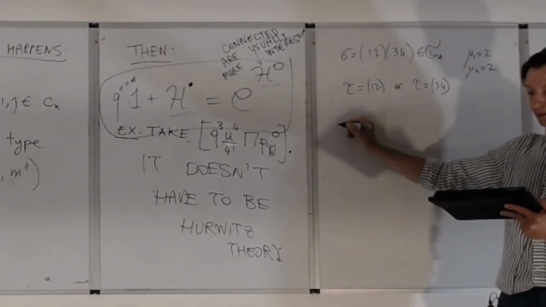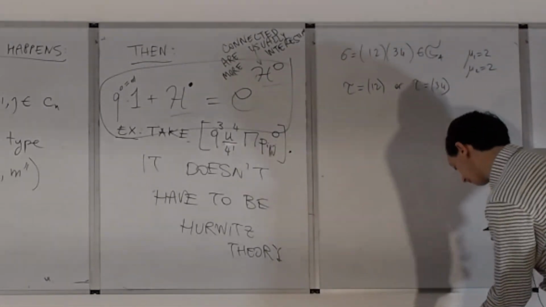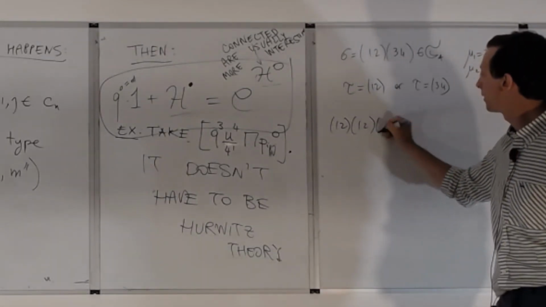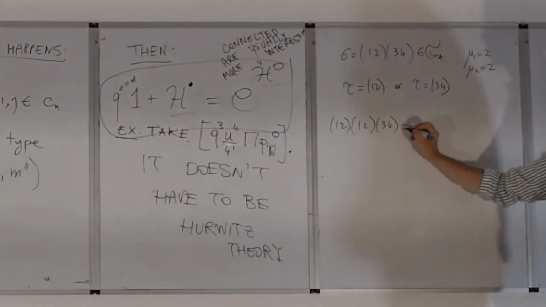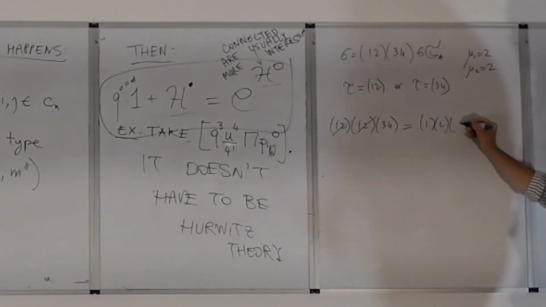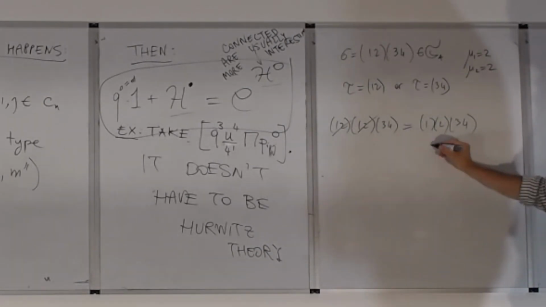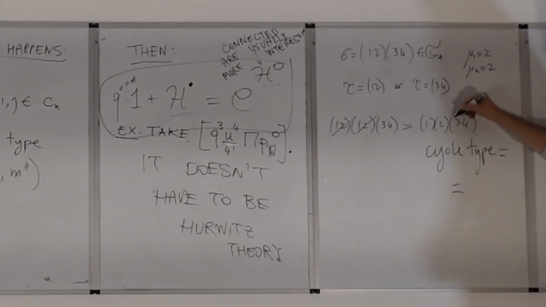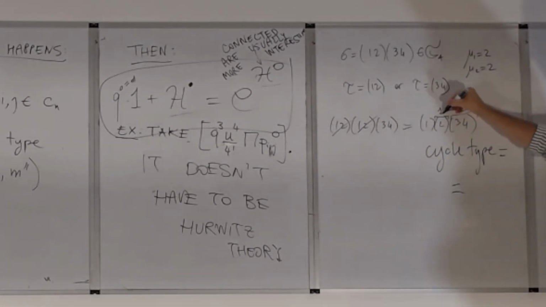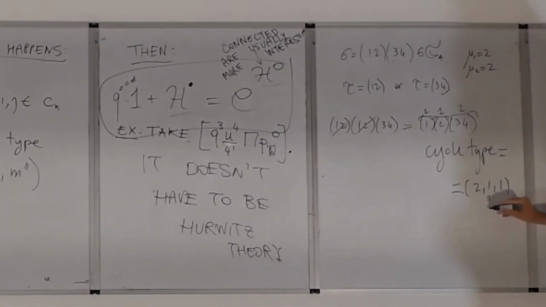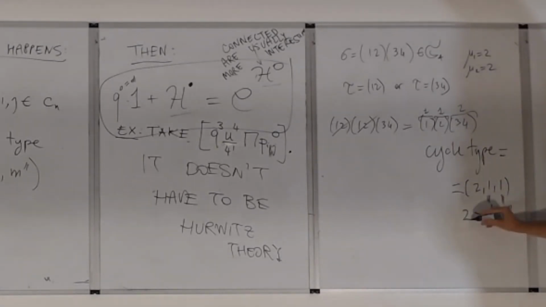Then what is tau sigma? If I take (1 2) and I multiply this by (1 2)(3 4), of course this is the inverse of the other, so they cancel out. And then I have just (3 4). So at the end of the day, the cycle type is 2, 1, 1. This is m', and this is m''. And if I sum them up, I get 2, which is mu_2.